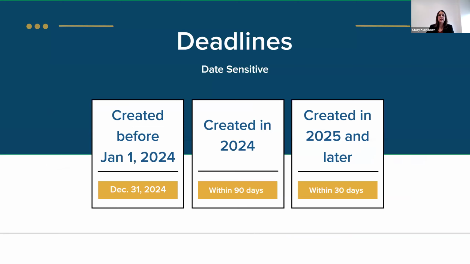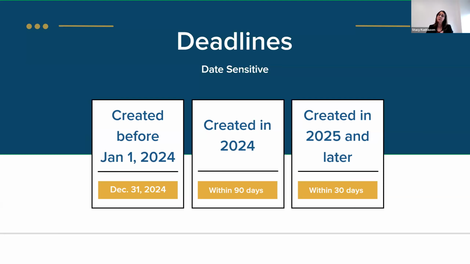Okay, so deadlines. So entities that were created before 2024, you have 1 year to report. So your reports are due by December 31st of 2024. If, though, you've created an entity during 2024, you have 90 days from the creation of that business to report. And then starting in 2025, your report is due within 30 days.